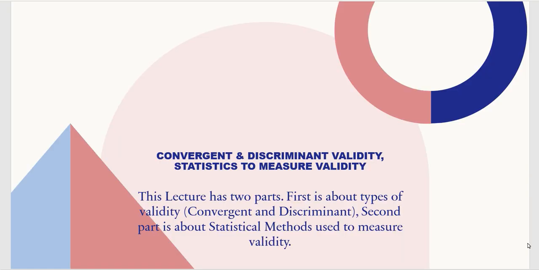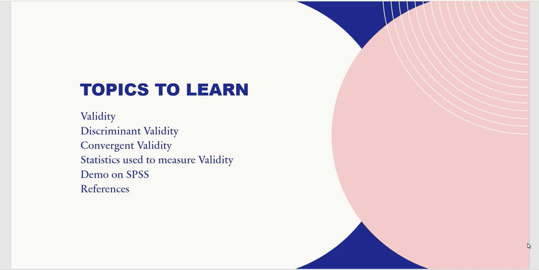Our today's topic is convergent and discriminant validity, as well as we will study statistics to measure validity. This lecture has two parts. First is about types of validity, that is convergent and discriminant. All other types are discussed in the separate lectures previously. The second part is about statistical measures or methods used to measure validity. The main topics that we will learn in today's lecture include definition of validity, discriminant validity, convergent validity, statistics used to measure validity, and a demo on SPSS.